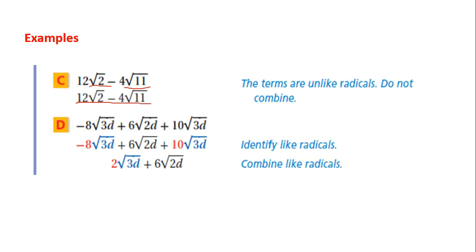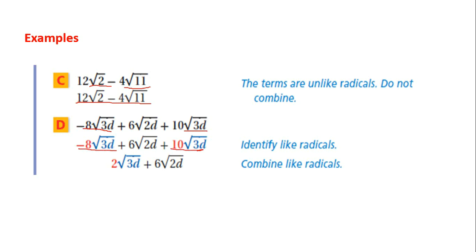Now move to the next one. As you can see here, you have 3 radicals. 2 of them are the same, which is the blue one, this and that. Only the middle one is not a like term with them. So we only add the 2 like terms, which is -8 radical 3d plus 10 radical 3d.